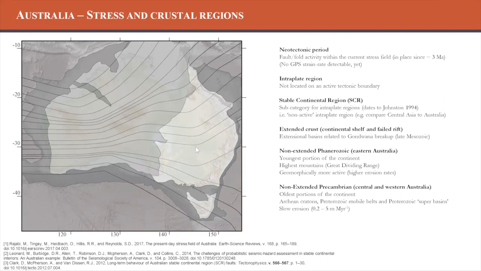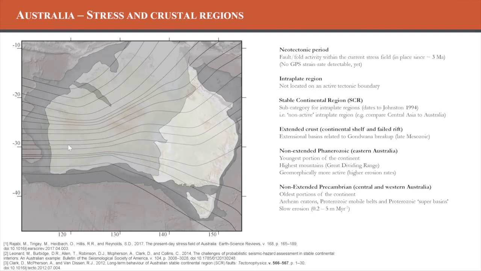It's still pretty old. The east of Australia was pushed on through the mid-Paleozoic. So still pretty old, but it's the youngest part of the continent. We have the largest topography through here, the Great Dividing Range, and we have higher geomorphic rates through here. So higher erosion rates because we have this topography and we have more active river systems.